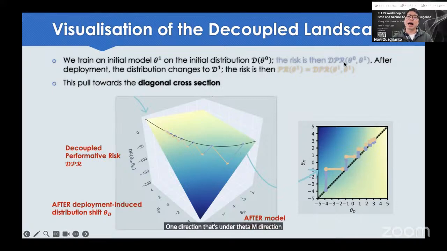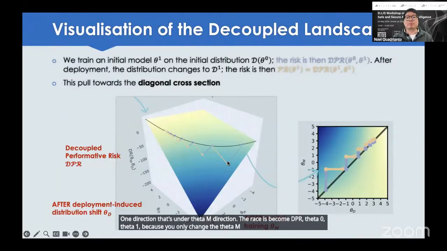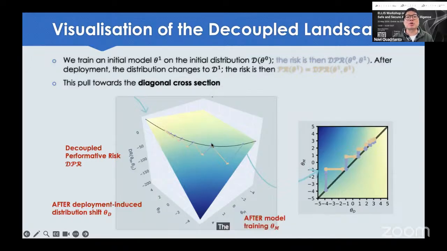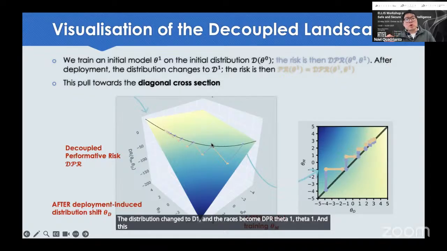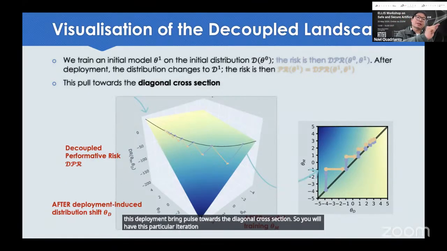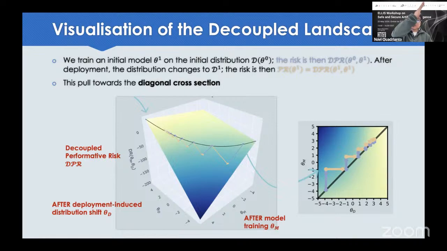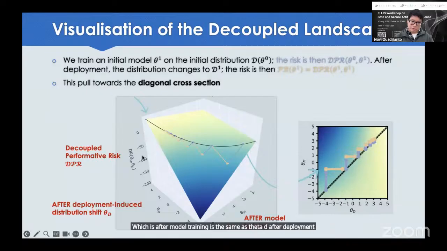The risk becomes DPR(theta 0, theta 1), because you only changed theta m. After the deployment, the distribution changed to D1, and the risk becomes DPR(theta 1, theta 1). This deployment pulls towards the diagonal cross section. So you will have this iteration of theta m, theta d, theta m, theta d, and so on. And in the diagonal is where theta m, after model training, is the same as theta d, after the deployment distribution shift.